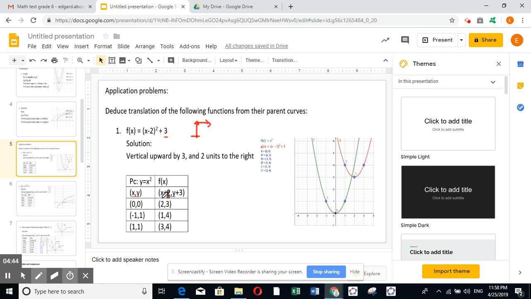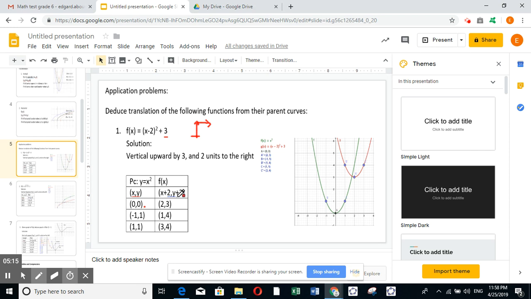So as if here we have x, y, for x, I'm adding to the right, it means plus 2, I put the opposite. And for y, I'm putting y plus 3. So in that case, for y equals x squared, which is the parent curve, the particular points you can use are 0, 0, minus 1, 1, and 1, 1, because it's a parabola. You can use 2, 4, minus 2, 4, whatever, but these 3 points are more than enough because I know the shape of a parabola.